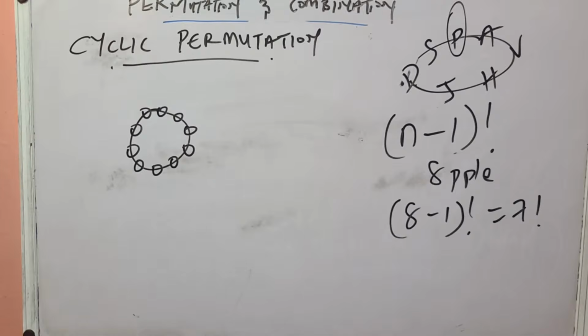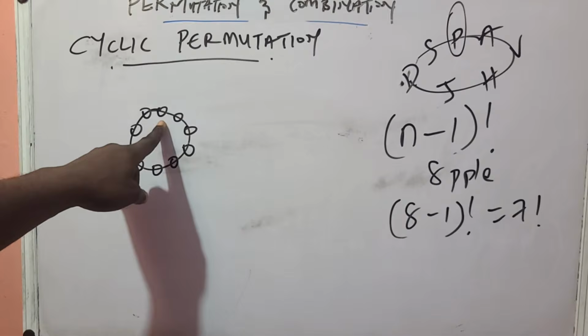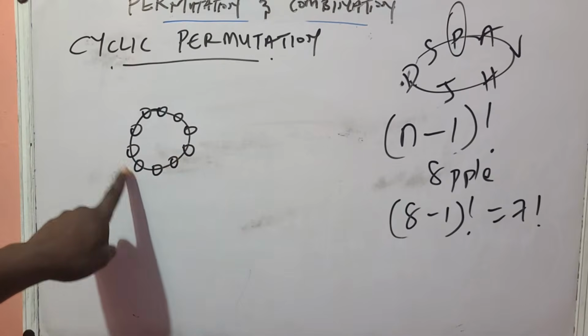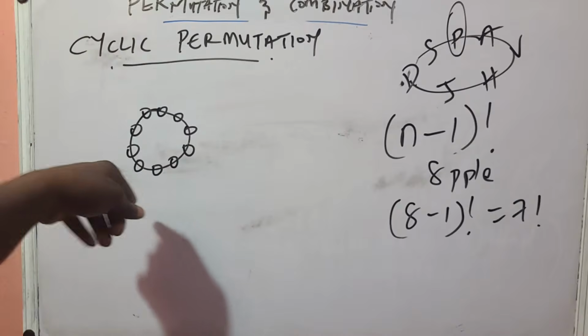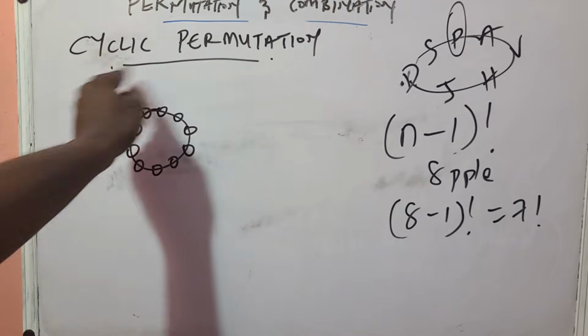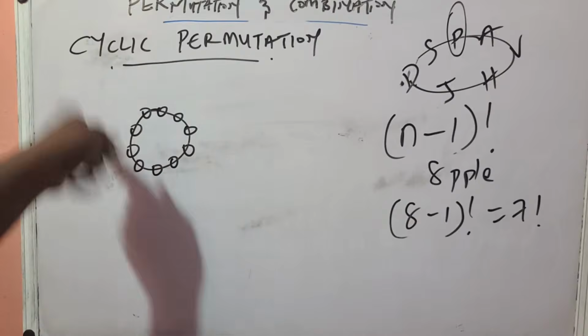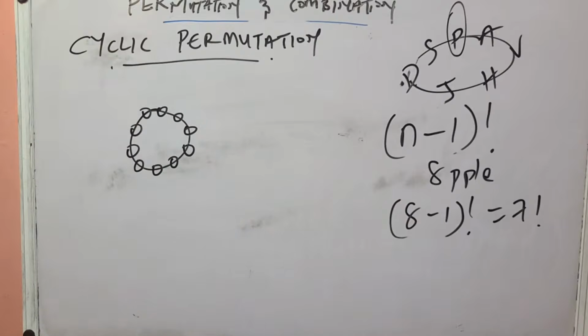All right? Now, look at something going on here. 1, 2, 3, 4, 5, 6, 7, 8, 9, 10. These are 10 different beads, arranged in a circular string. So let me ask you now, and let me see what your answer will be. In how many ways can you arrange these beads? Guys, tell me your answer.